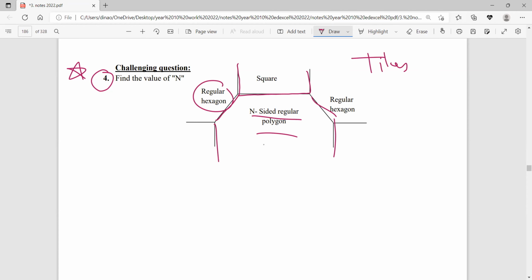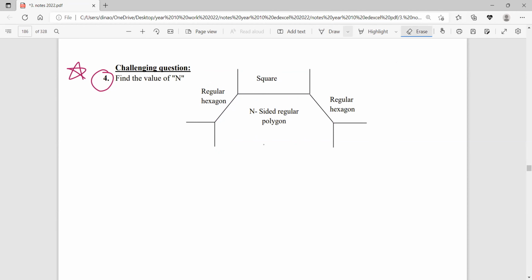And again, we said it so many times: what does the word regular stand for? So as we said, this is a restaurant floor. The restaurant has a tile in the shape of a square, a tile in the shape of a regular hexagon, and a tile whose number of sides I don't know. I don't know the number of sides of this tile. The objective of this question is to find the number of sides of this tile with the unknown n. Now, how do I start solving this question?